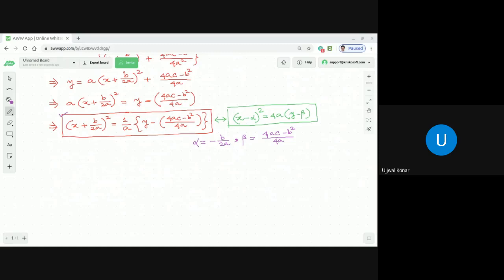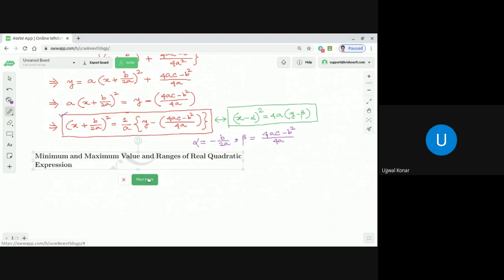So the topic I'm going to discuss now, dear students, is the minimum and maximum value and ranges of a real quadratic expression. These are all advanced topics, dear students, and in this discussion you will see how this parabolic representation helps us make a very clear understanding.